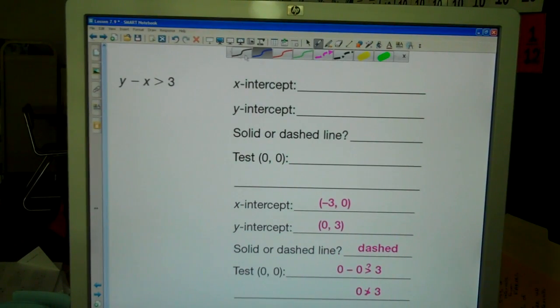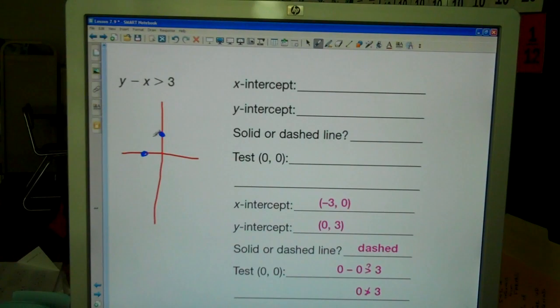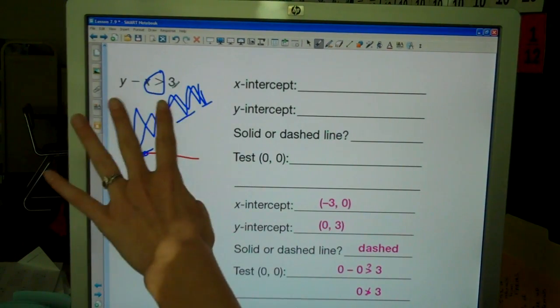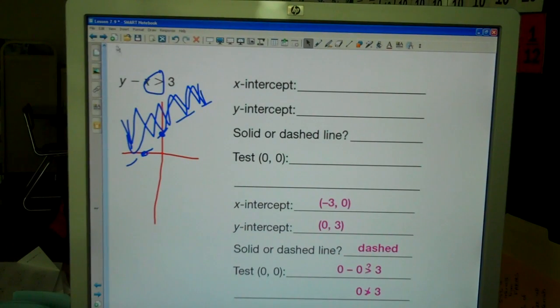So, again, here we go. Let's give ourselves a sketch. There's this one. Let me get my different pen. Let's see, x is -3. That's over here somewhere. Y is 3. That's here somewhere. It was a greater than symbol, so that means a dashed line. Okay? And then was 0, 0 shaded? No, it was not. It did not work. So this area gets shaded. Okay? That's that inequality right there.